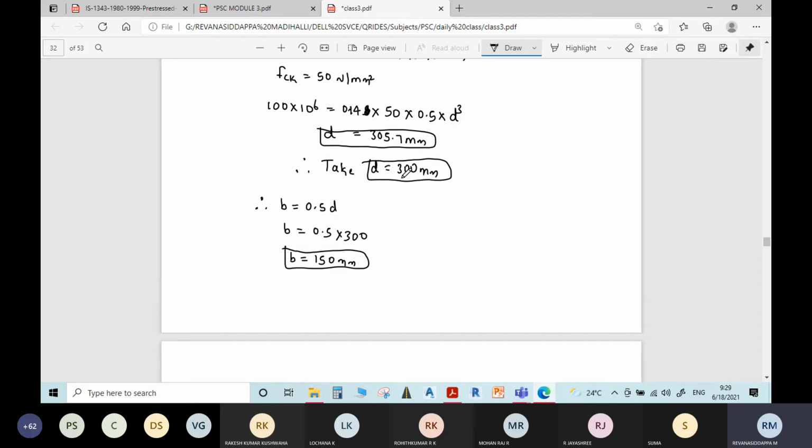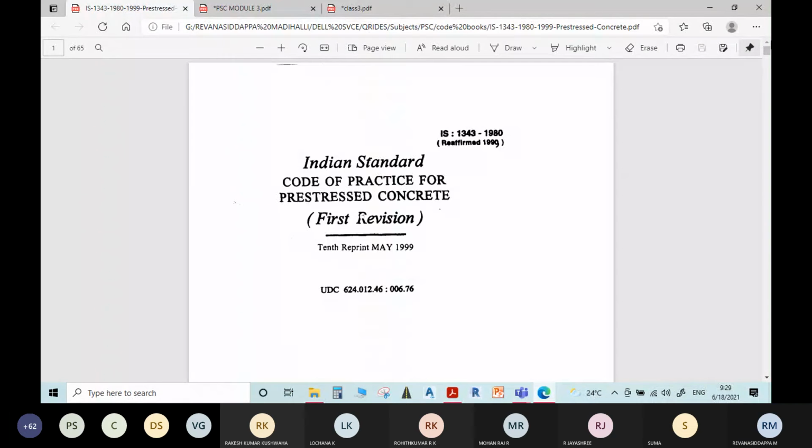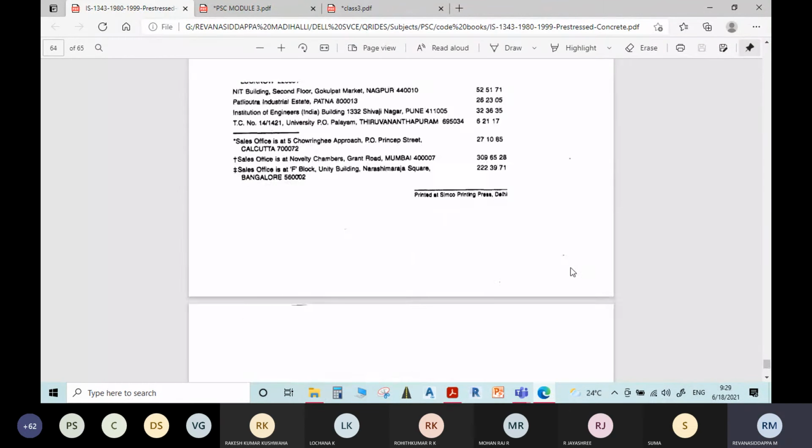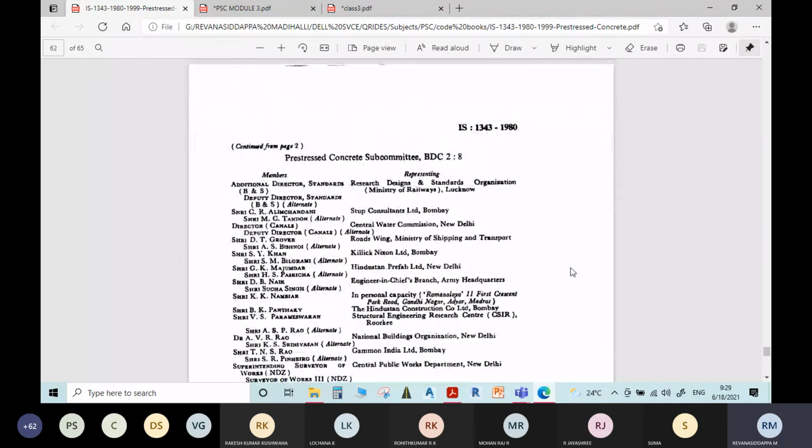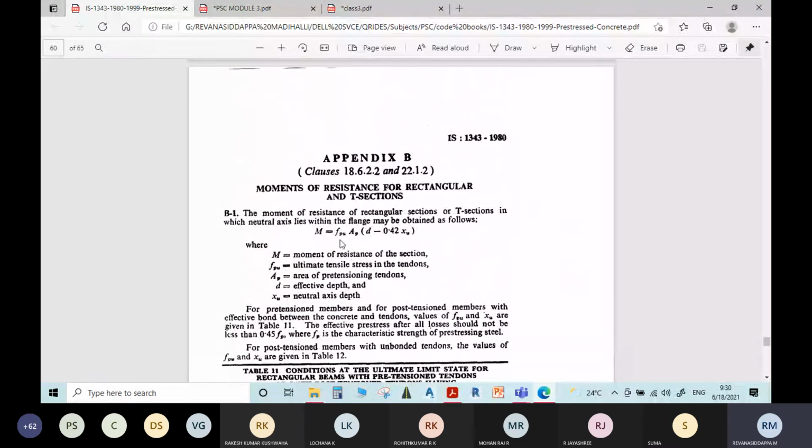What next? We have to find one more parameter: what should be the area of the pre-stressing steel to be provided for the beam? One part of the design is over. Next part is to find the area of pre-stressing steel required. To find it, again we have to use the formula which is given in page number 59. Using this formula we need to find Ap.